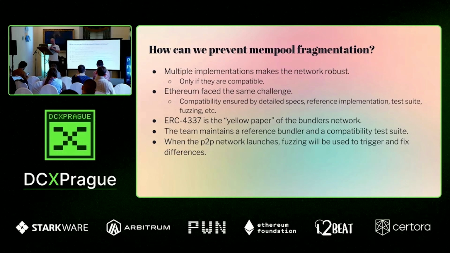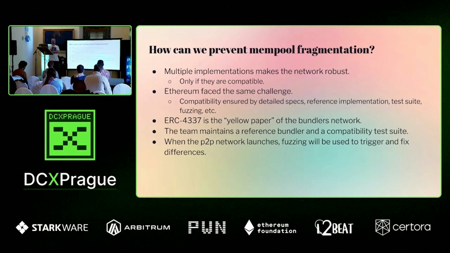So to prevent this, we need to have multiple implementations of the bundler, but only compatible ones. And Ethereum needed to deal with the same problem and found a solution for it because Ethereum has multiple clients, but it has very clear specs of how they should behave. And we have a lot of testing. We have a reference implementation. We have compatibility tests. We perform fuzzing to try to detect cases where it would break consensus.